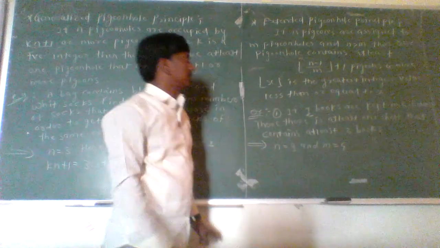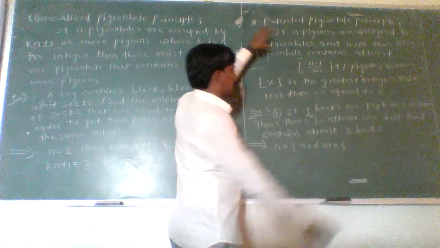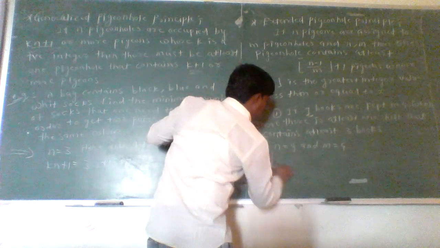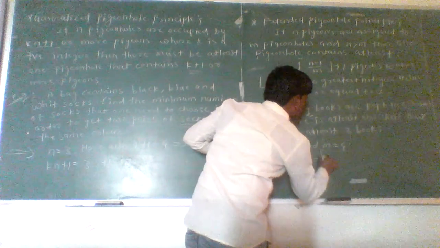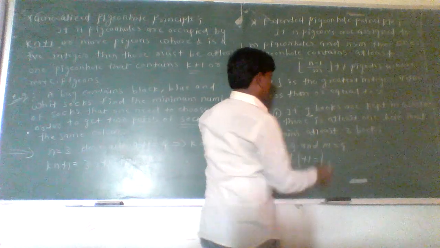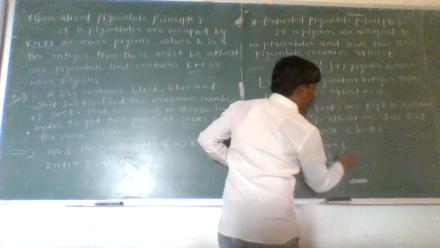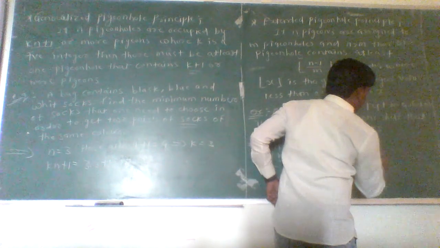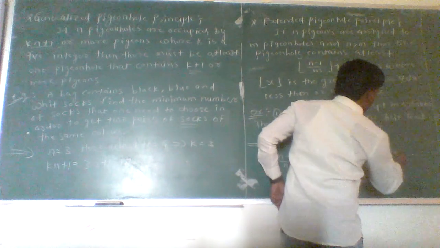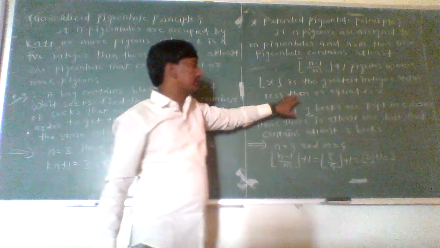Now we have to prove that there is at least one shelf that contains at least 3 books. According to the pigeonhole principle, that is the greatest integer function of (n minus 1) upon m, plus 1, where n is 9. So 9 minus 1 is 8, 8 divided by 4 is 2, and the greatest integer value of 2 is 2 only, plus 1, which is equal to 3. Therefore, we conclude that there is at least one shelf that contains at least 3 books.